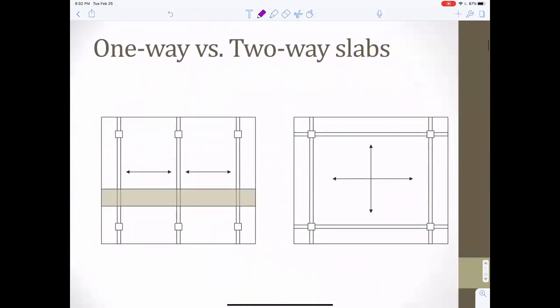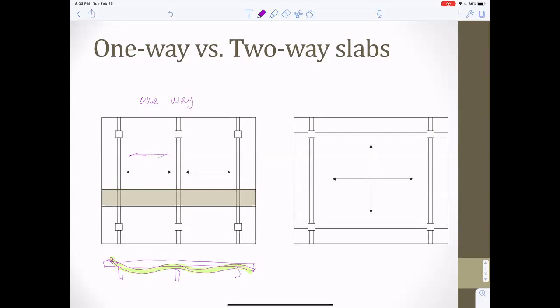Next, I want to talk about one-way versus two-way slabs. In this first instance, we have a one-way slab. When you load up this slab, the slab will bend this way. If you were to look at it like this, there's your slab, bending like that. So the slab is only bending in this direction.